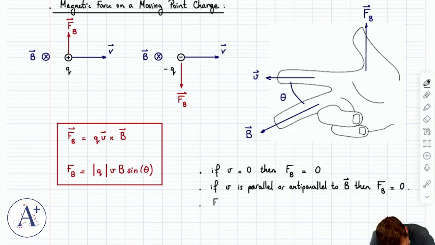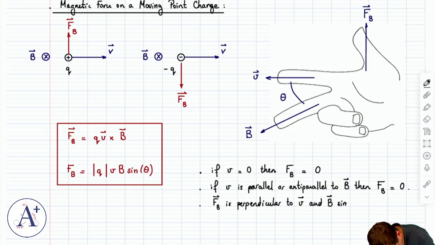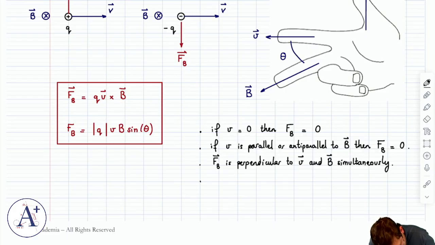Then FB, by definition, is perpendicular to v and B simultaneously. So it will always be perpendicular both to v and B. And as a consequence, if your force is perpendicular to your velocity, that means your force is perpendicular to your displacement. That means that that force does no work.